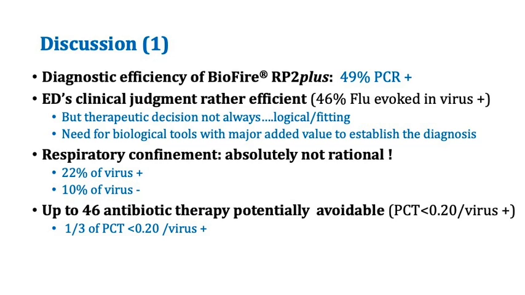If we look at respiratory confinement, it was absolutely not rational, because it was the case for only 22% of virus-positive patients and only 10% of virus-negative patients. More importantly, we observed that up to 46 antibiotic therapies were potentially avoidable. I mean, patients who were virus-positive with a PCT concentration below the 0.2 threshold. So for those patients, antibiotics were probably not required and could have been avoided.